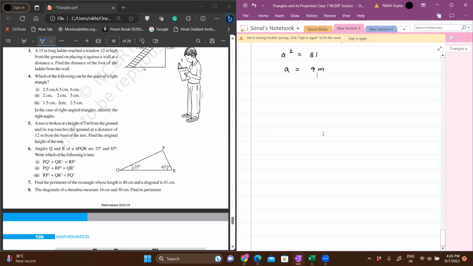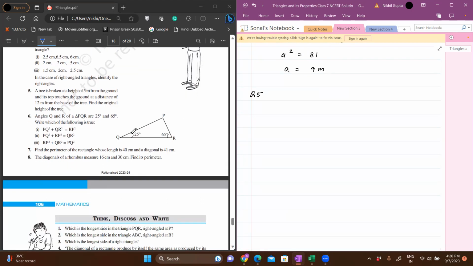Next, we take up question number 5. Question 5 says, a tree is broken at a height of 5 meters from the ground and its top touches the ground at a distance of 12 meters from the base of the tree. Find the original height of the tree.